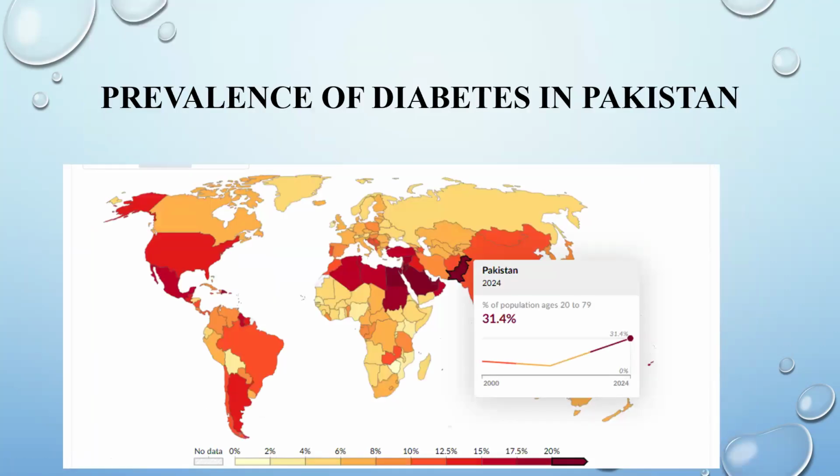This is the prevalence. The graph is showing the prevalence of diabetes in Pakistan. We can see that Pakistan is shown by this maroon color, which shows that the percentage of people with diabetes is more than 20%. So the prevalence of diabetes in Pakistan is around 31.4%, and it has drastically increased over the past years.